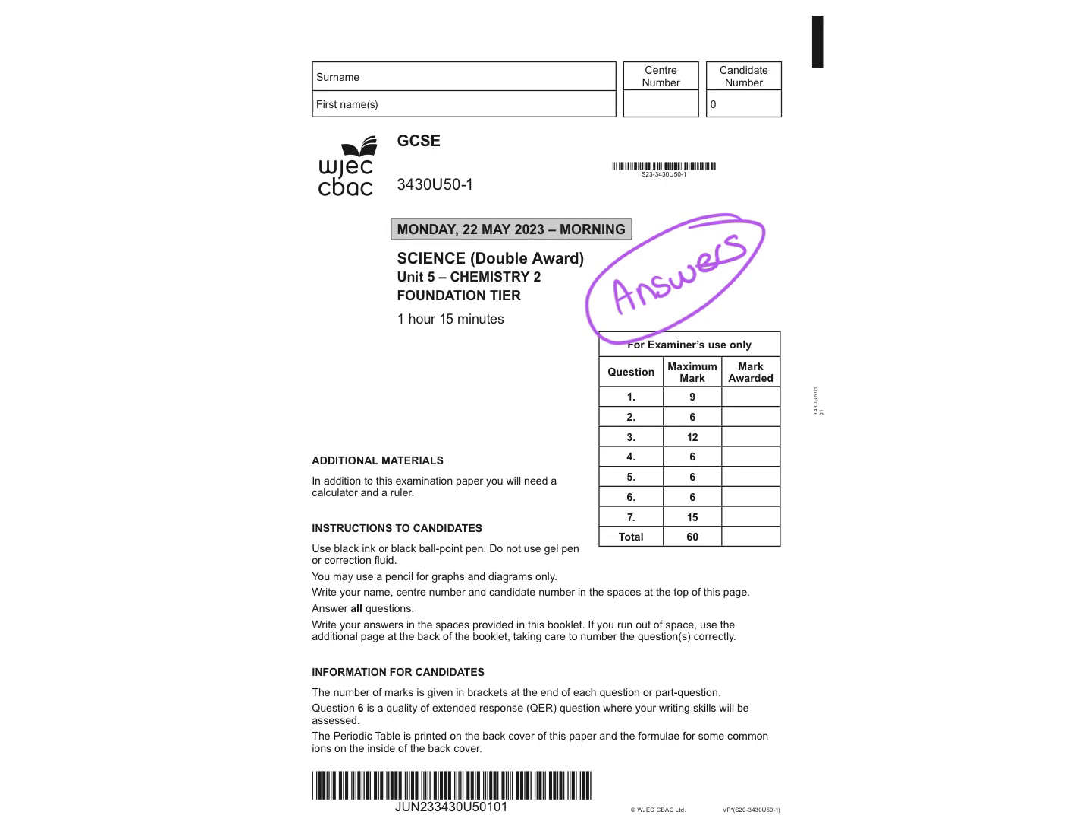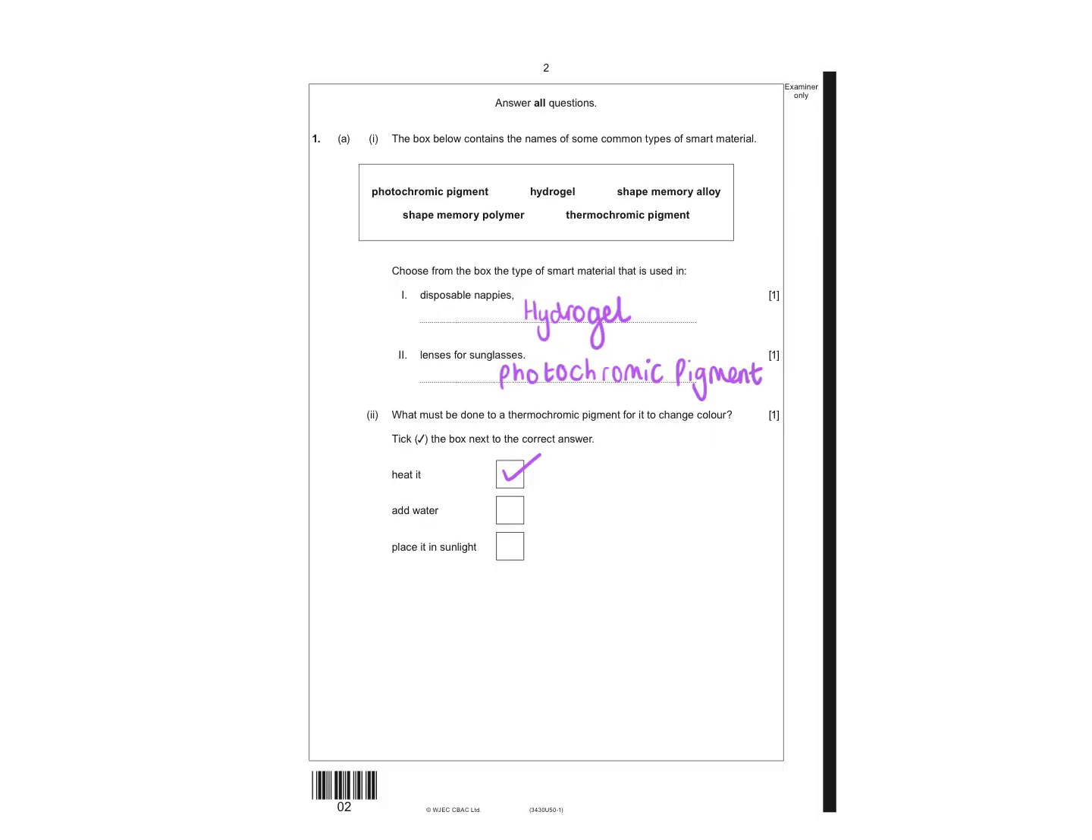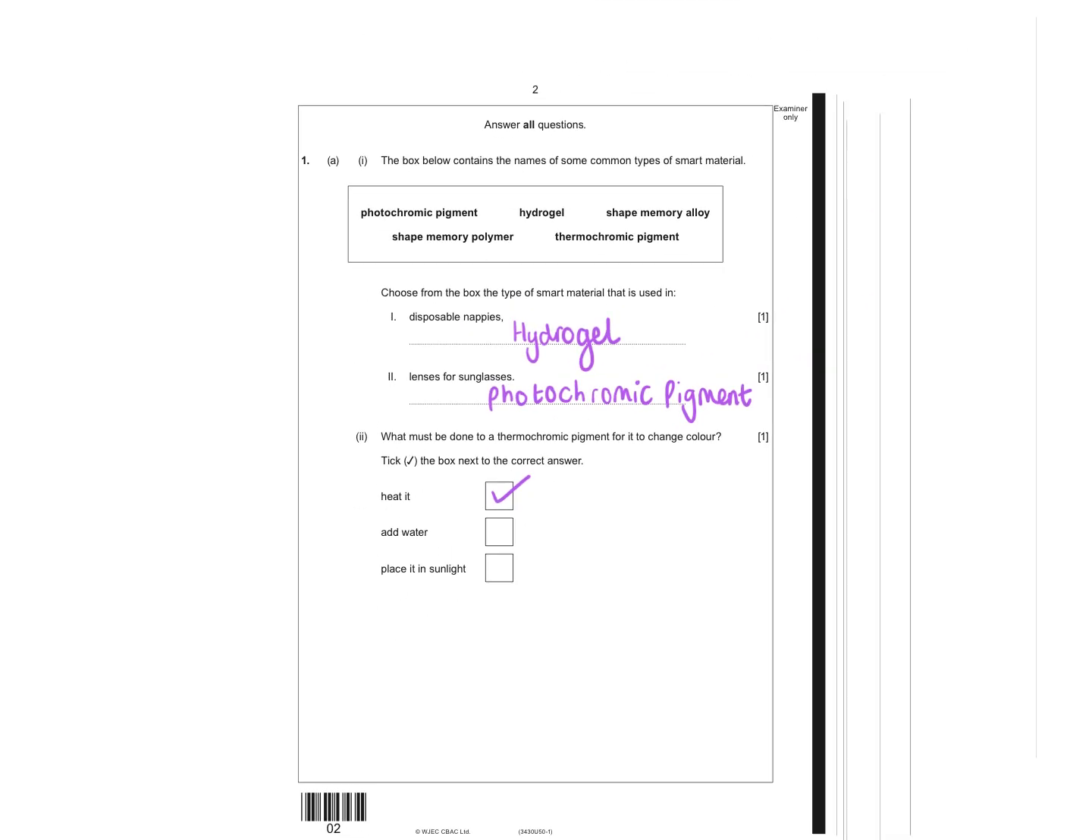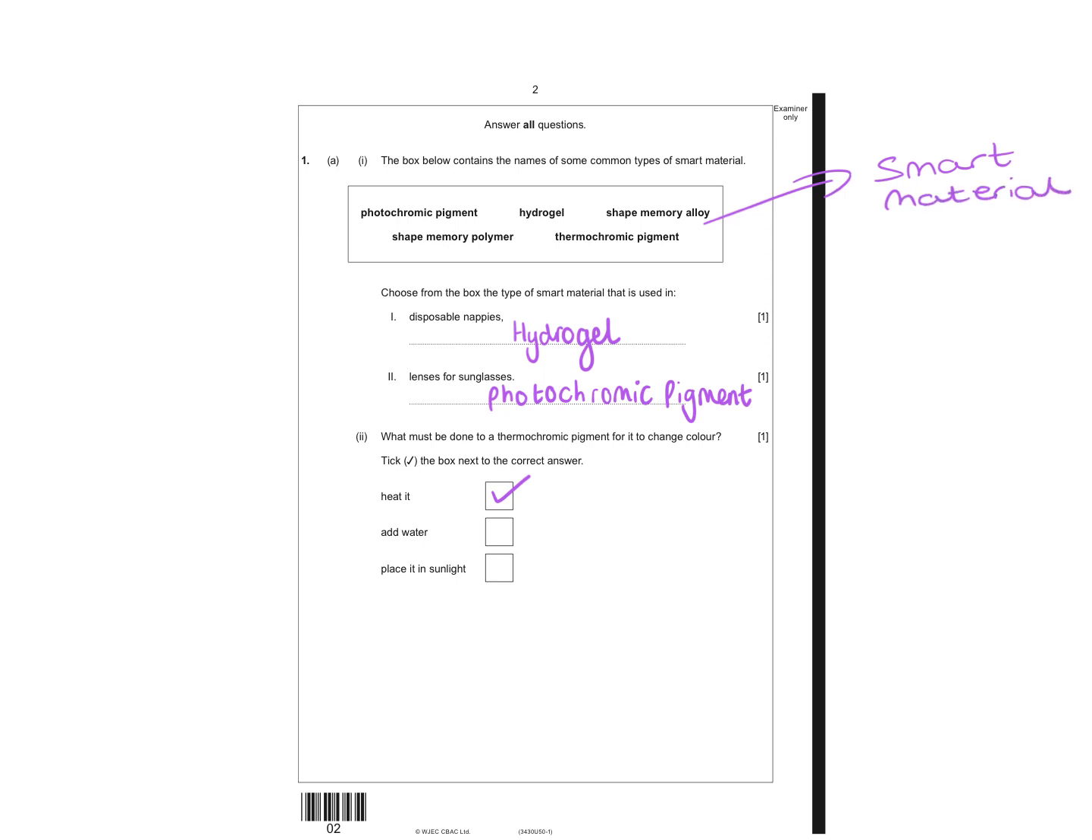So this is the Foundation Double Award 2023 paper. So the first question, quite nice and easy. You've been given a load of different smart materials and you have to talk about which one you would use in each object.